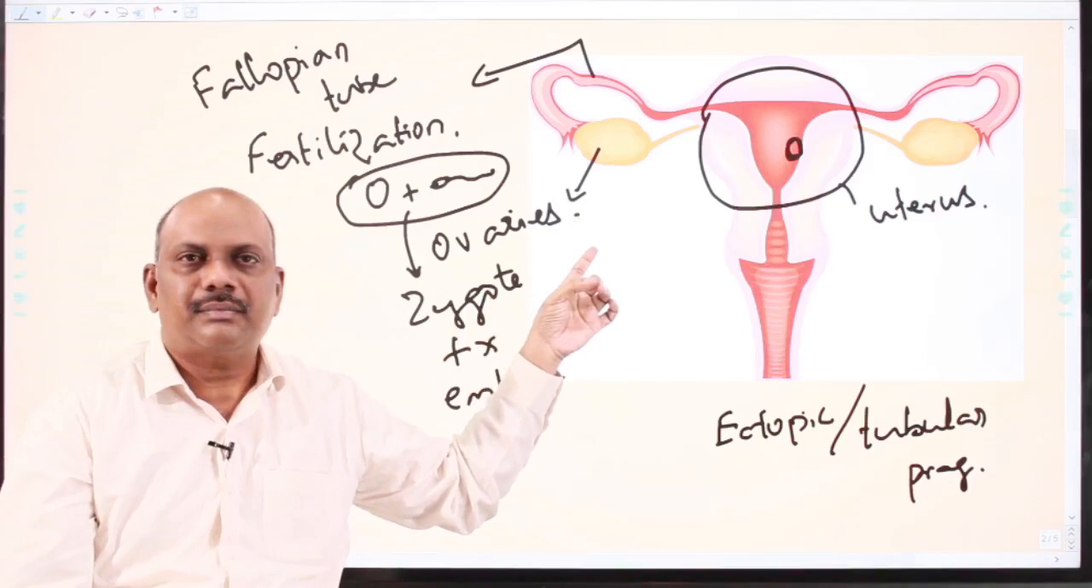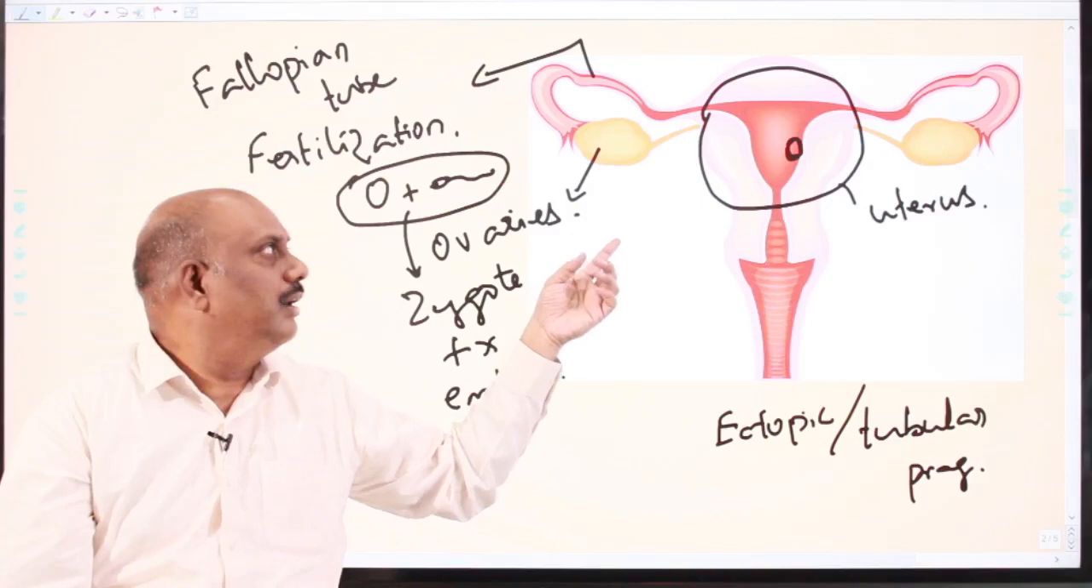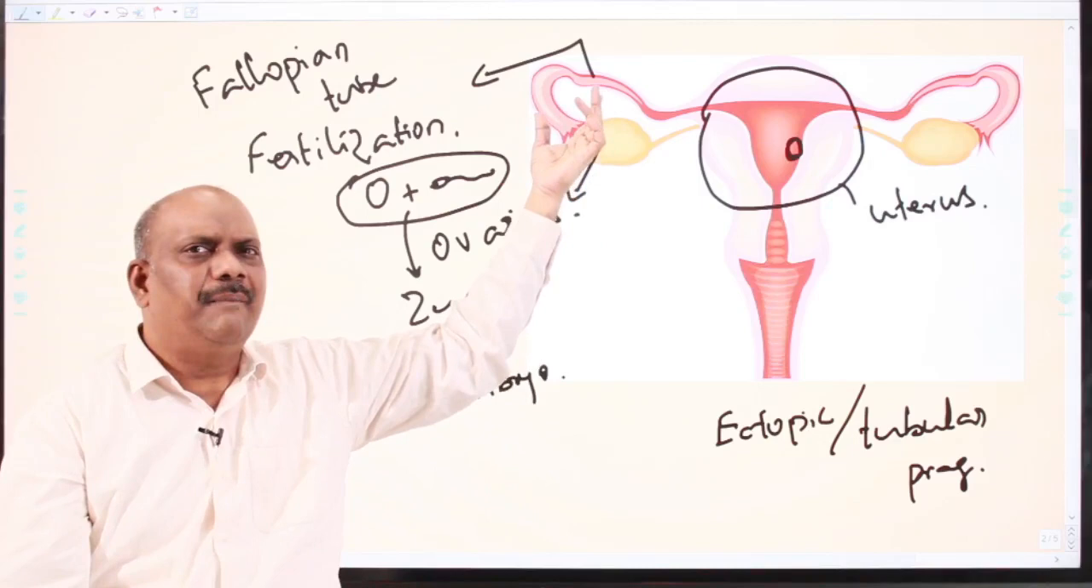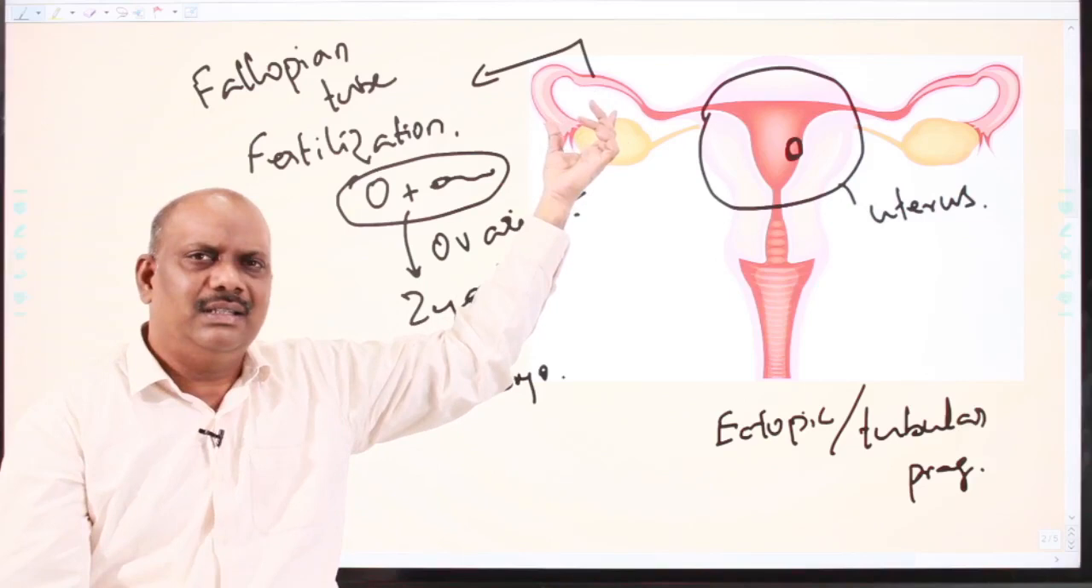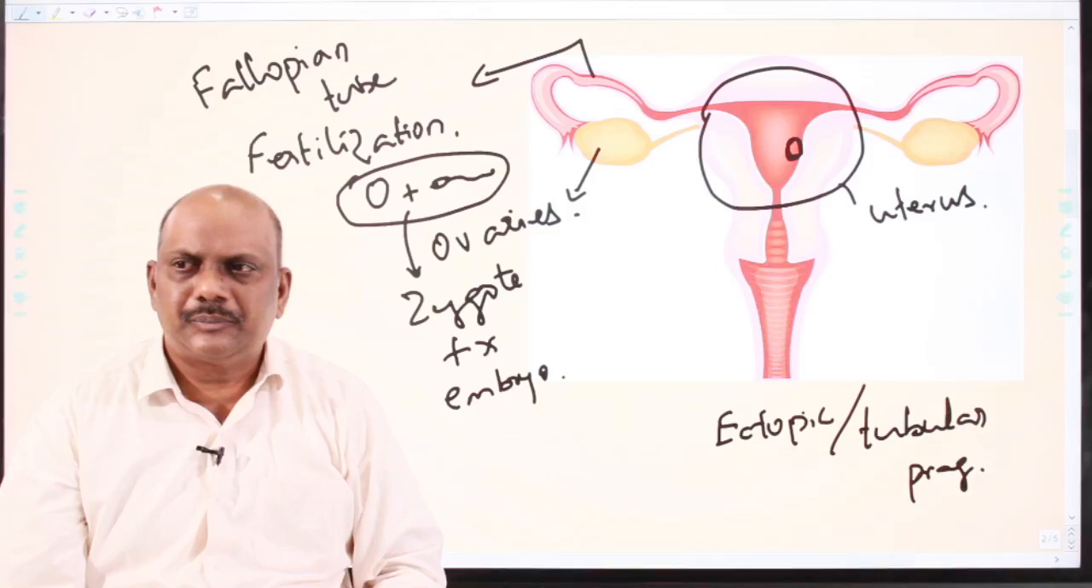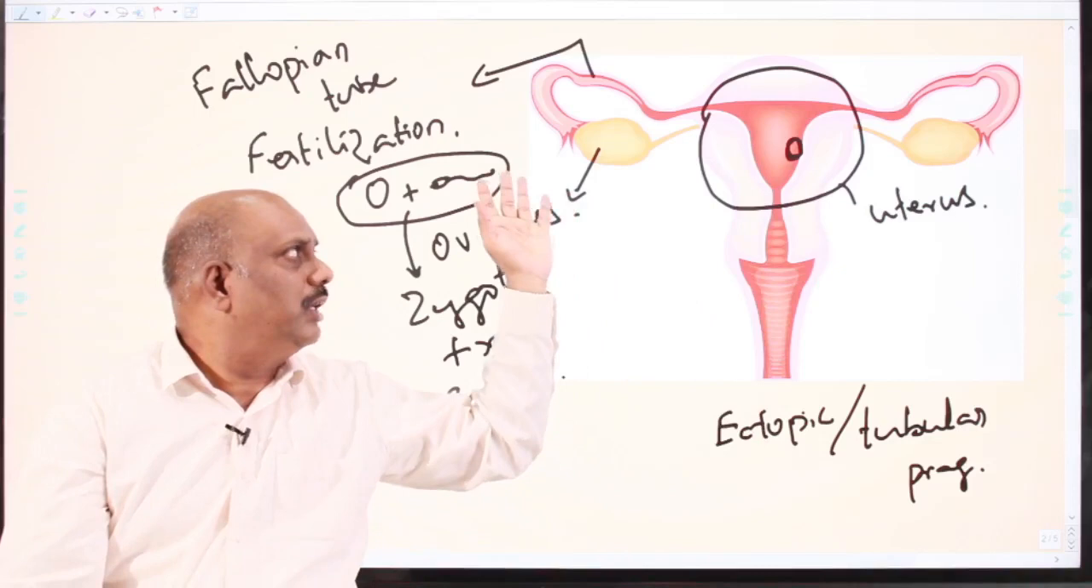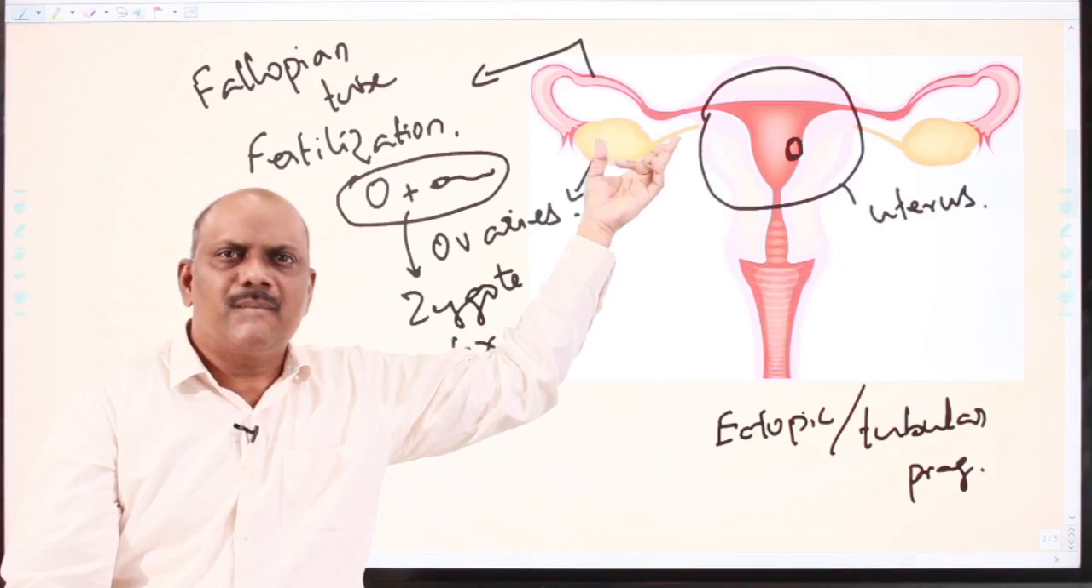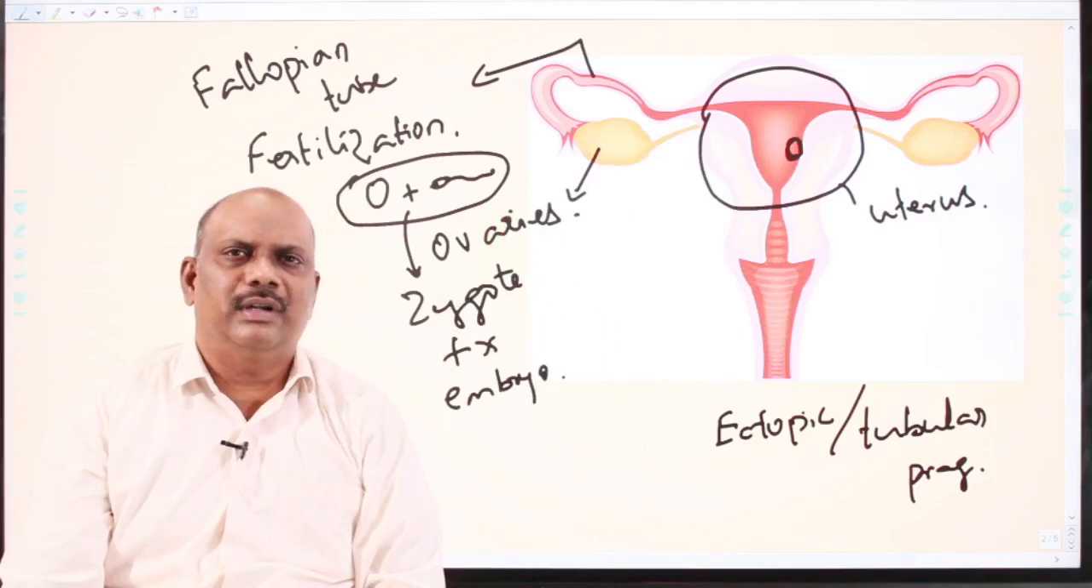And if this is not detected properly, the fallopian tube couldn't accommodate a huge growing embryo here. If it bursts open, that condition is actually lethal. Okay, fine. So once it descends down, as I told you, the dividing embryo gets implanted into the walls of the uterus. It gets fixed into the walls.